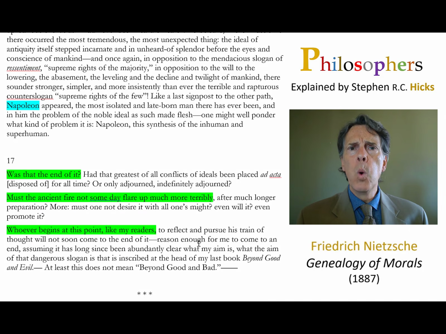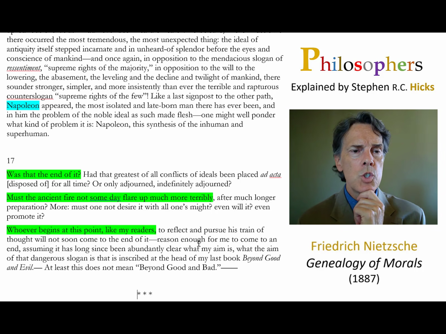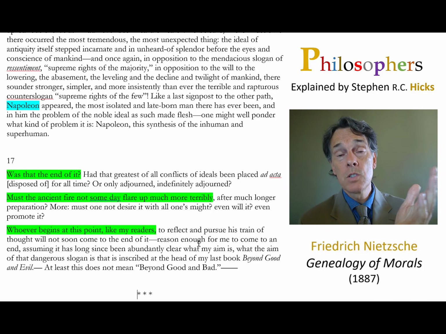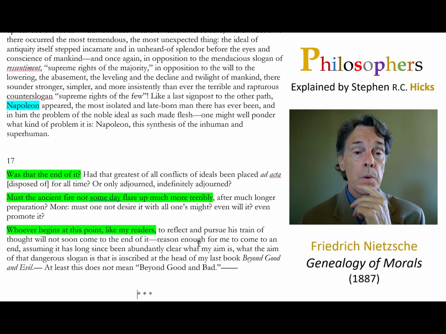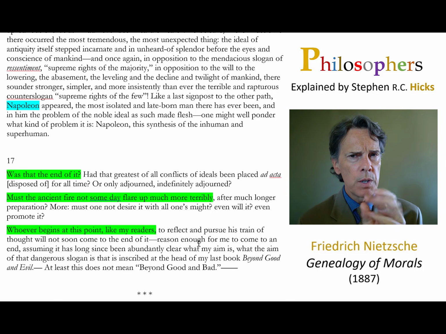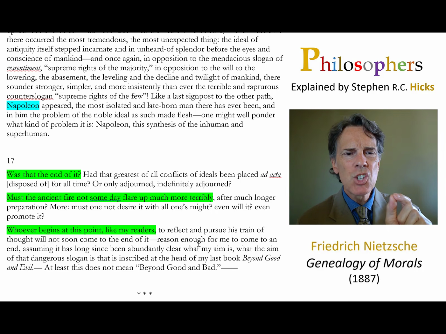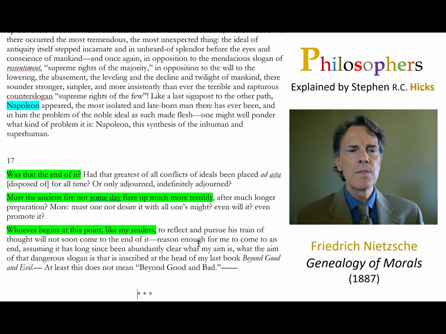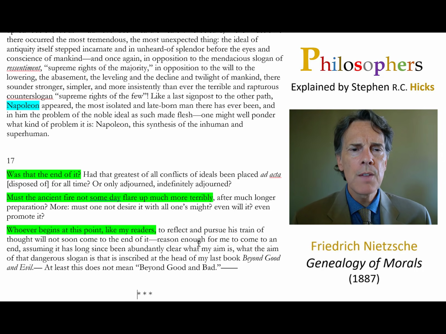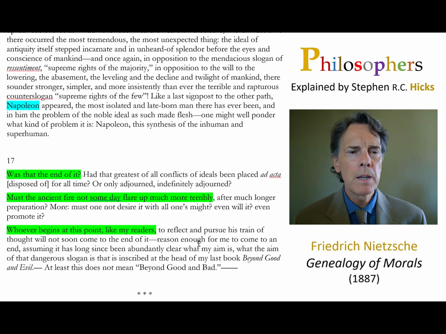So what of the future? This final section from the first essay in Genealogy of Morals. Was that the end of it? Is the battle over? Have we reached, so to speak, the end of history? Or, and Nietzsche is putting this out just as a hopeful suggestion, must the ancient fire, right, that fire in the belly, that fire inside, must the ancient fire not someday flare up much more terribly? Right? So there's still hope for human beings.